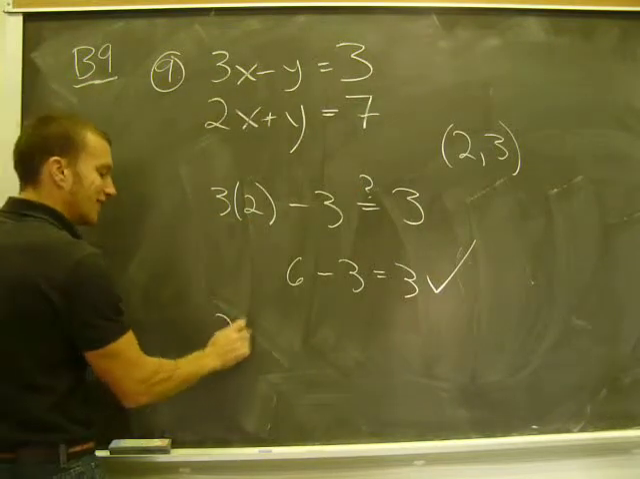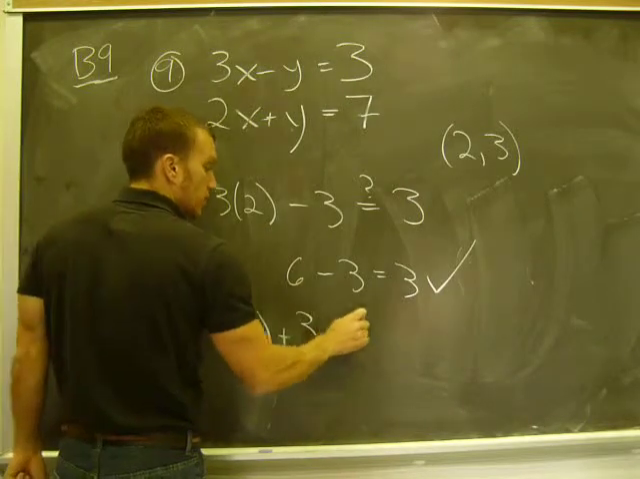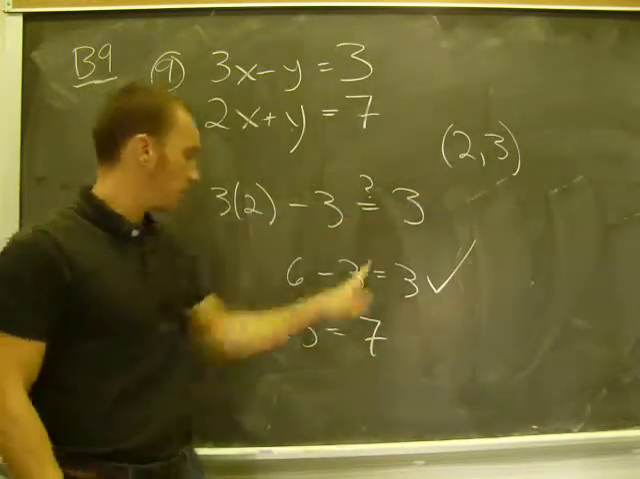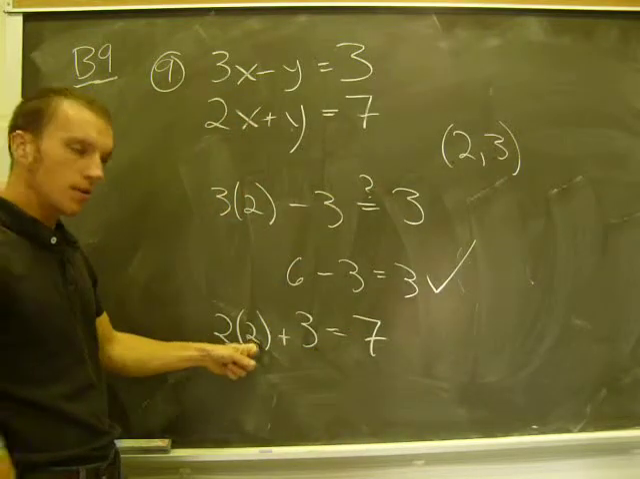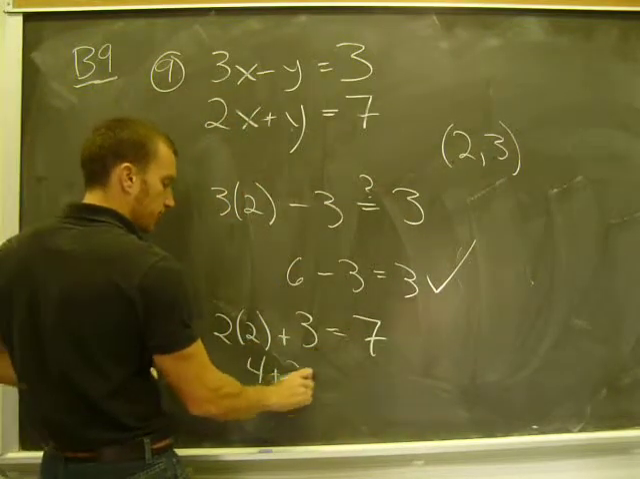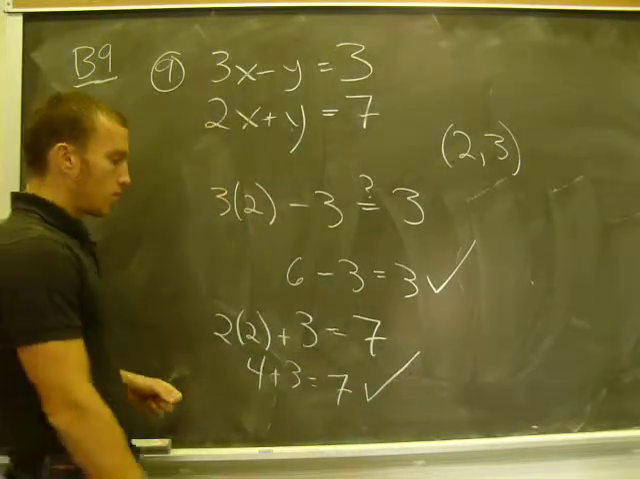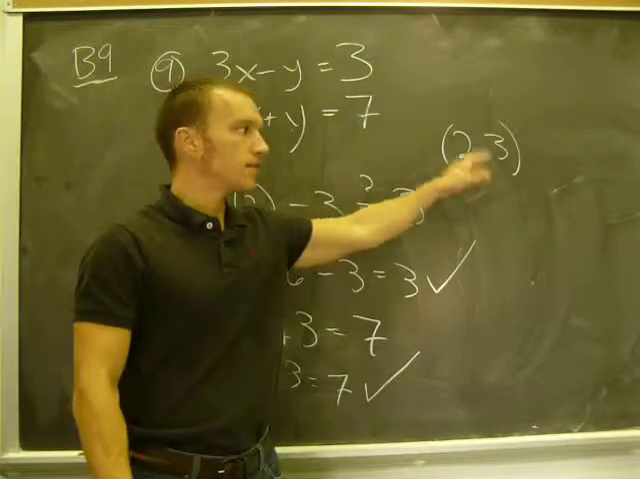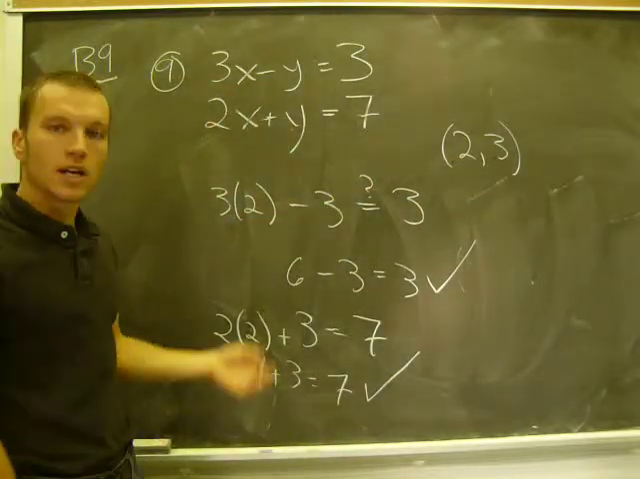That is 2 times 2 plus 3 equals 7. Again, I'm taking this x value, put in here, this y value, put in here. 2 times 2 is 4, plus 3 equals 7, check. So I'm right. I know that this is right, it satisfies both of those equations. If you have time on your test, make sure you do that check, so you know if you're right or wrong.